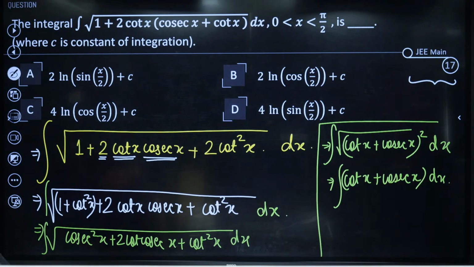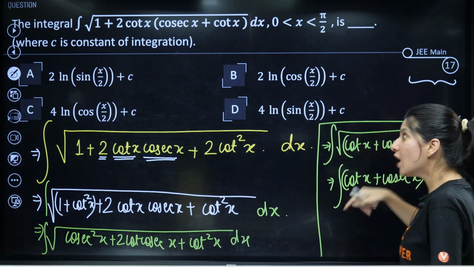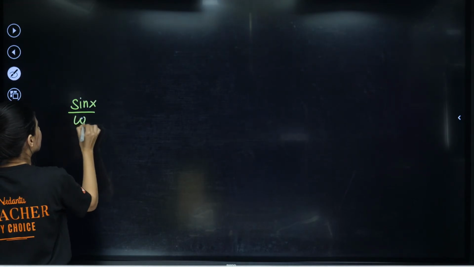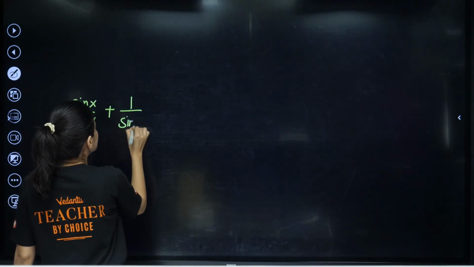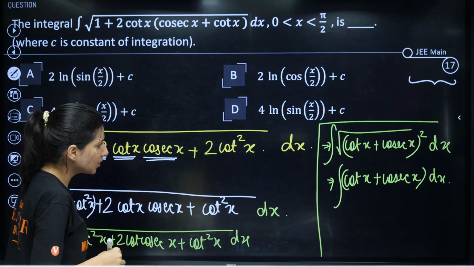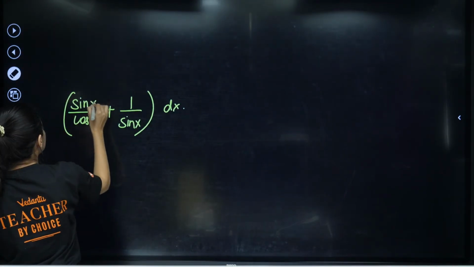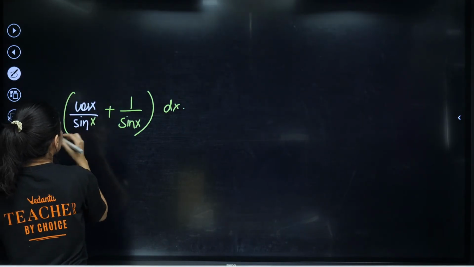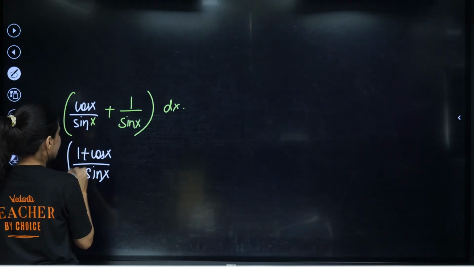Now, integration of cot x and integration of cosec x, that's what we need to do. So cot x, now you convert. Cot x is what? Sin x upon cos x. Sorry, cot x went wrong. This is cos x by sin x. Cosec x is what? 1 upon sin x. Correct or not? Yes. Now it's fine. So integration of (1 plus cos x) upon sin x dx.